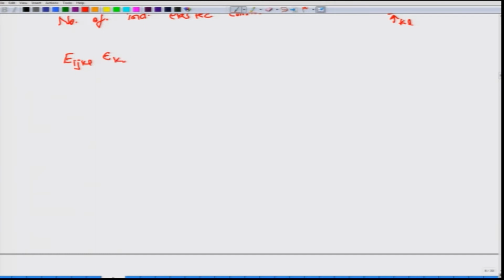Next, look at E_IJKL, and this is multiplied by epsilon_KL. That equals sigma_ij.